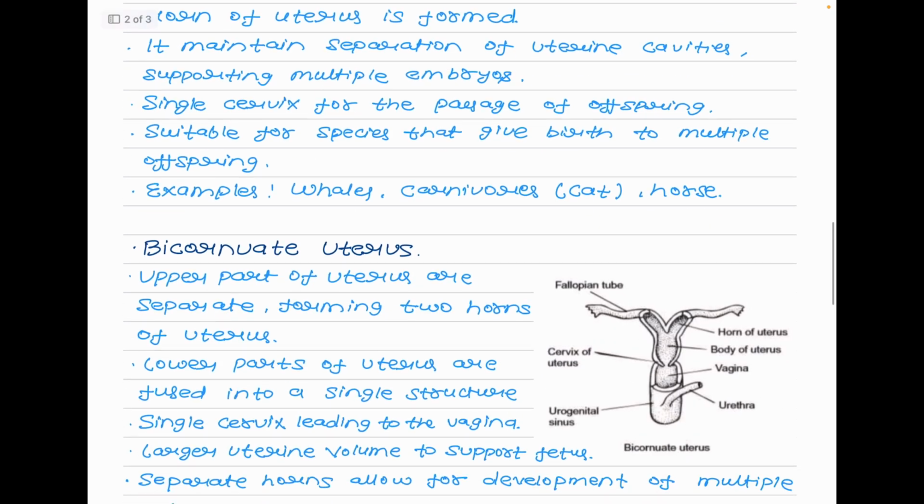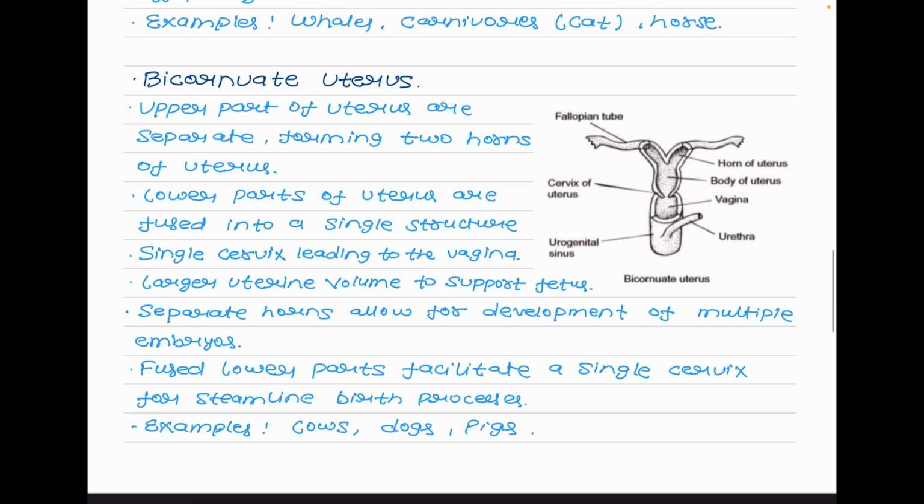The next type of uterus is bicornuate uterus. In bicornuate uterus, the upper part of the uterus remains separated, forming two horns, which are called horns of uterus, while the lower part is fused into a single structure. There is a single cervix that leads to the vagina.